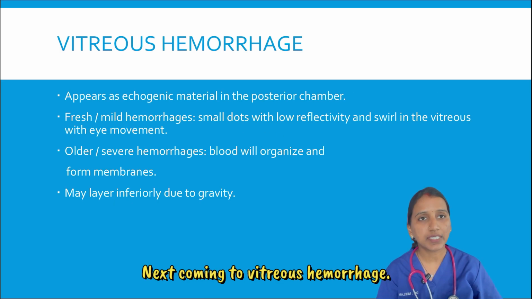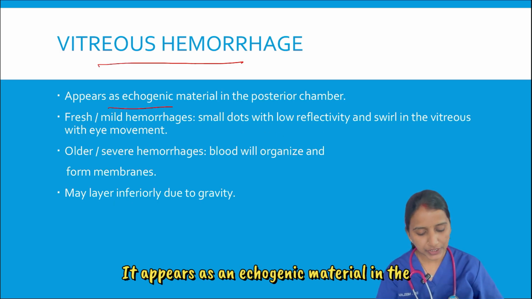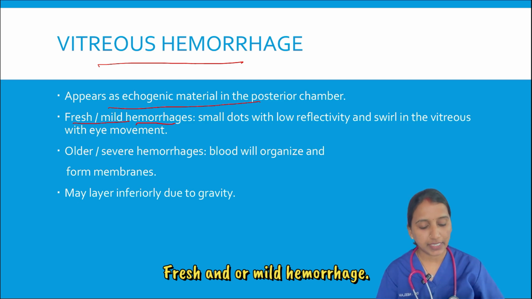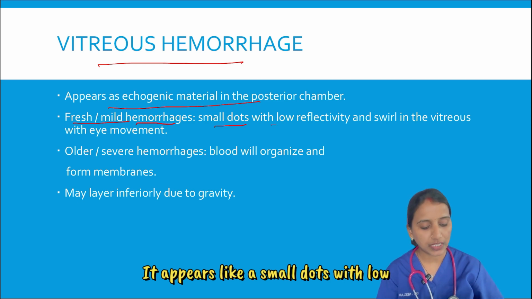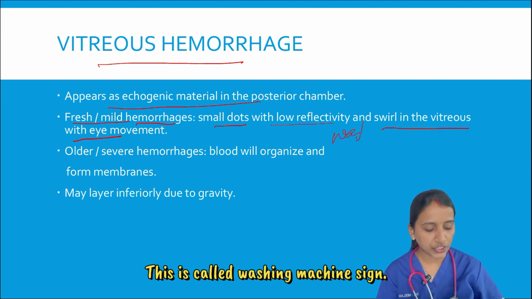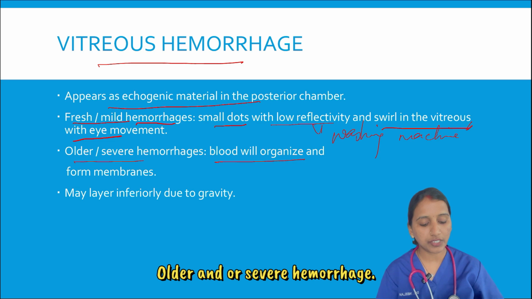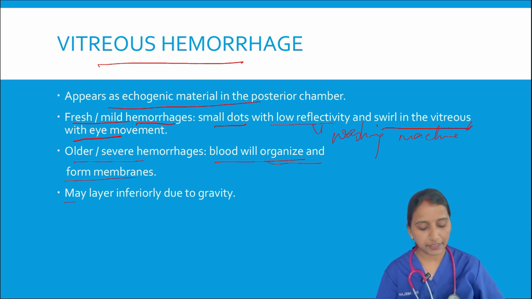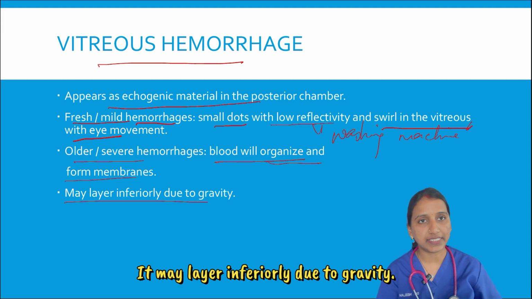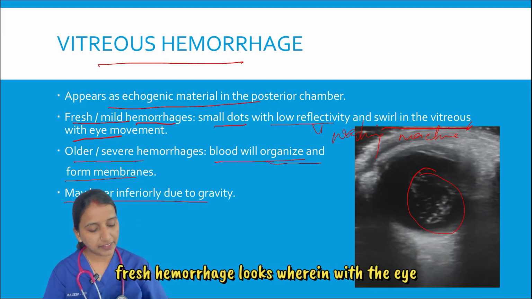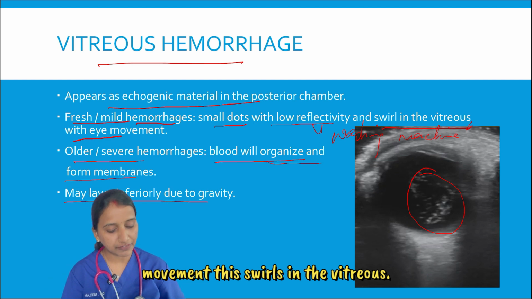Next, coming to vitreous hemorrhage, it appears as echogenic material in the posterior chamber. Fresh and/or mild hemorrhage appears like small dots with low reflectivity and swirls in the vitreous with eye movement. This is called the washing machine sign. Older or severe hemorrhage gets organized and forms membranes. It may layer inferiorly due to gravity. This is how a fresh hemorrhage looks, wherein with the eye movement this swirls in the vitreous.